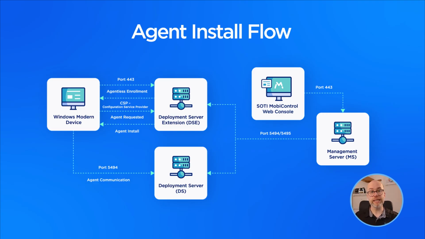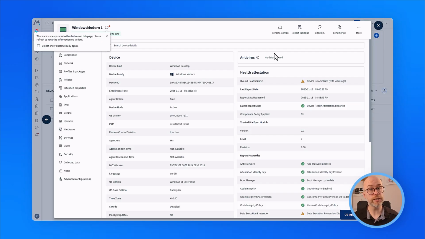Now, this process is automatic, but it is important to make sure that the device can communicate outbound to your SOTI MobiControl server on the 2 ports that you can see listed. As mentioned, this process is automatic and should take place within a few minutes. And if I return to my device on SOTI MobiControl, I can now see that the remote control capability is now available, indicating that the agent has installed and all those advanced capabilities are now available.